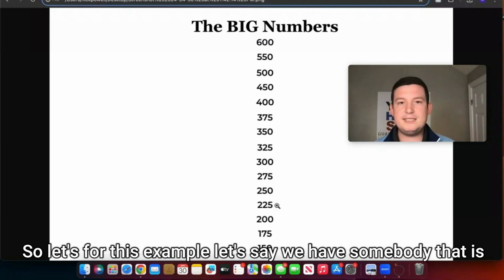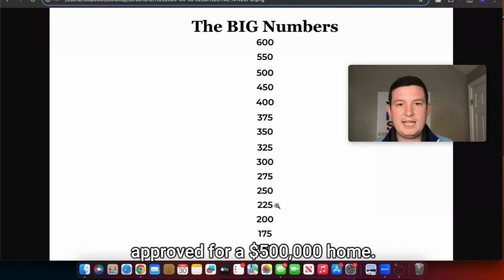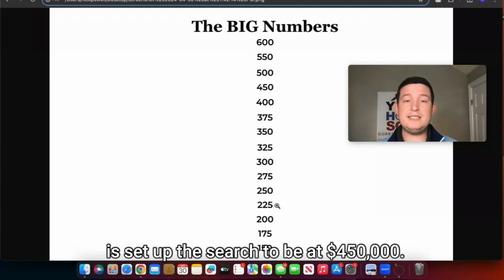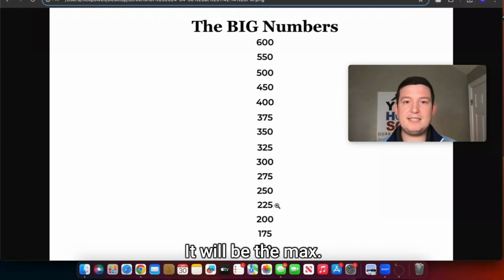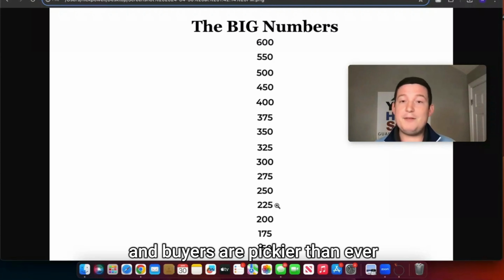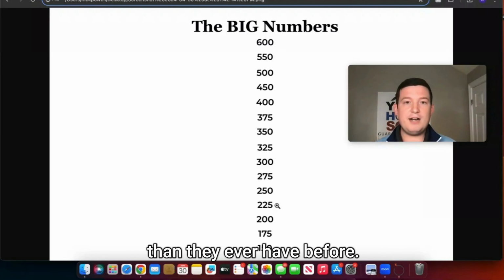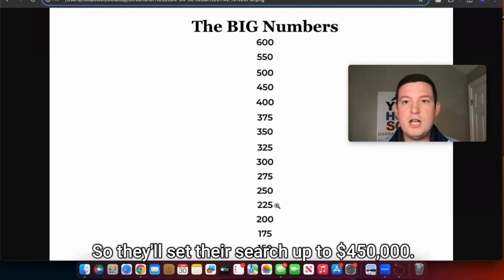So for this example, let's say we have somebody that is approved for a $500,000 home. That's their max budget, $500,000. What they are actually going to do is set up the search to be at $450,000 as the max. That way they have a 10% buffer, and buyers are pickier than ever. They are counting every dollar more than they ever have before. So they'll set their search up to $450,000.